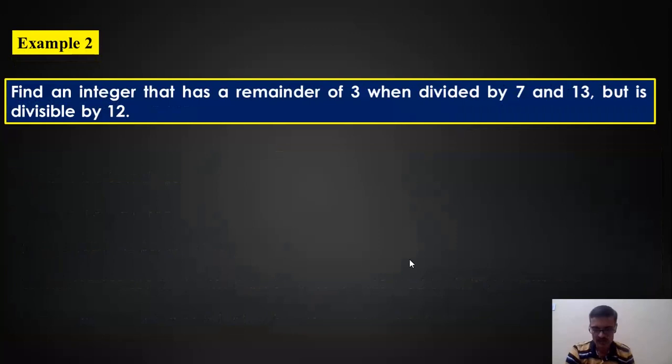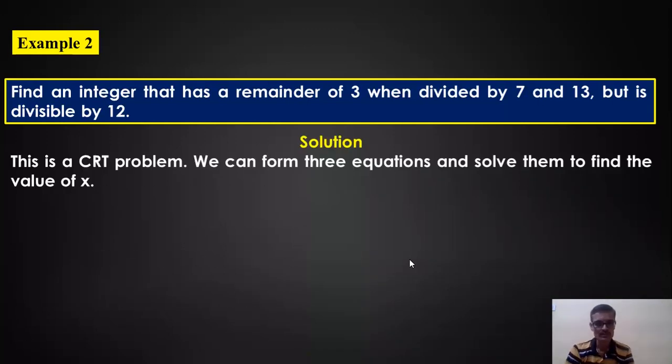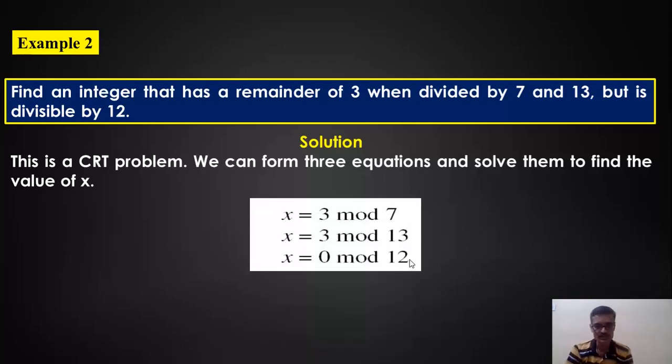Now I have another example. The statement is something like this: find an integer that has a remainder of 3 when divided by 7 and 13, and has a remainder of 13, but is divisible by 12. What do you mean by this? We have to represent that in the form of equations, right? So we get 3 equations. Find an integer x which has a remainder when divided by 7, a remainder of 3 when divided by 13, and a remainder of 0 when divided by 12. So I have written it in the form of equations.